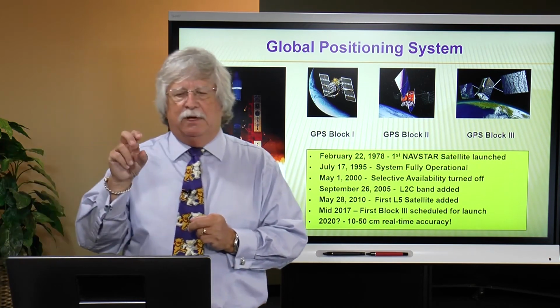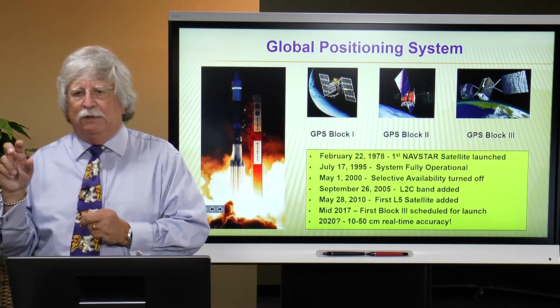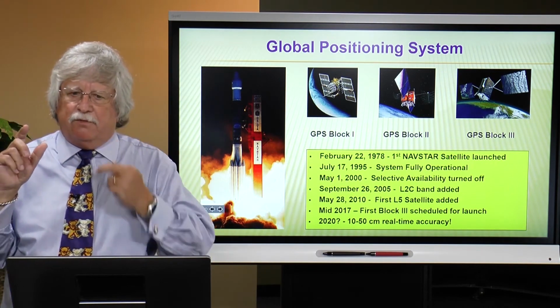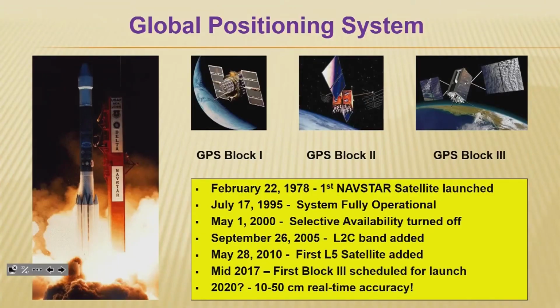Just as an encapsulation of GPS, so that we know where we're coming from here, the first satellite gets launched in February of '78. The dates that you see here are just sort of my particular favorites, and I want to highlight just a couple. Mid-2017, the United States starts to launch Block 3. Probably about June of 2017, I think, is the current schedule.